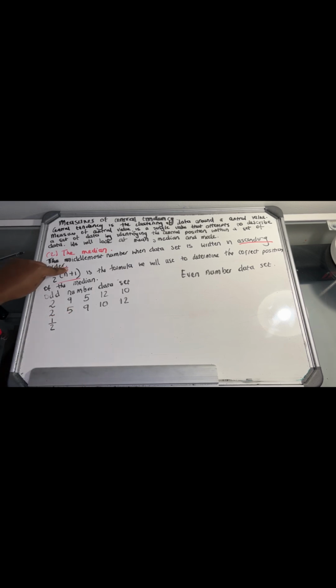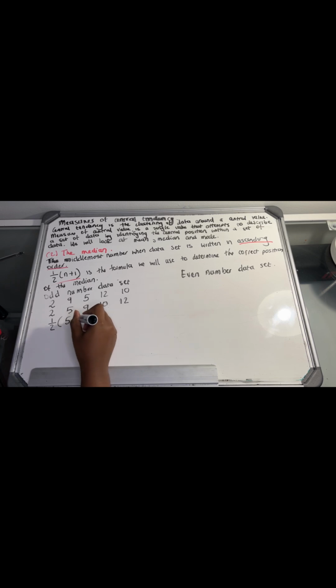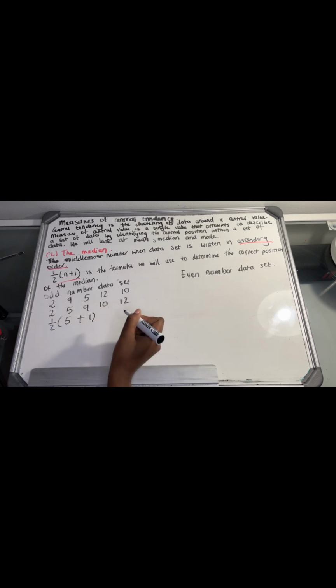The n in the formula stands for the total number of values that are found in the data set. So how many values are found in the data set? It's 1, 2, 3, 4, 5 values. So that is what I'll substitute in place of n. I'll substitute a 5 plus 1, and that will give me 1/2 times 6, which is equal to 3. Now, this tells us that the median is found in the third position in the data set.